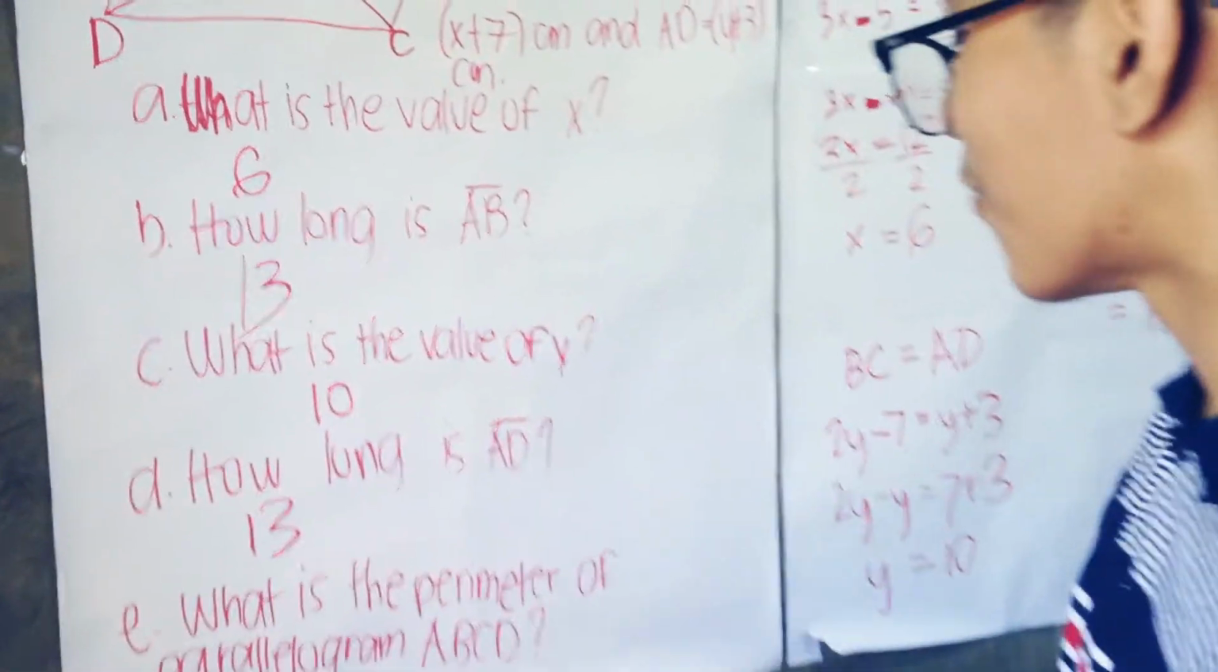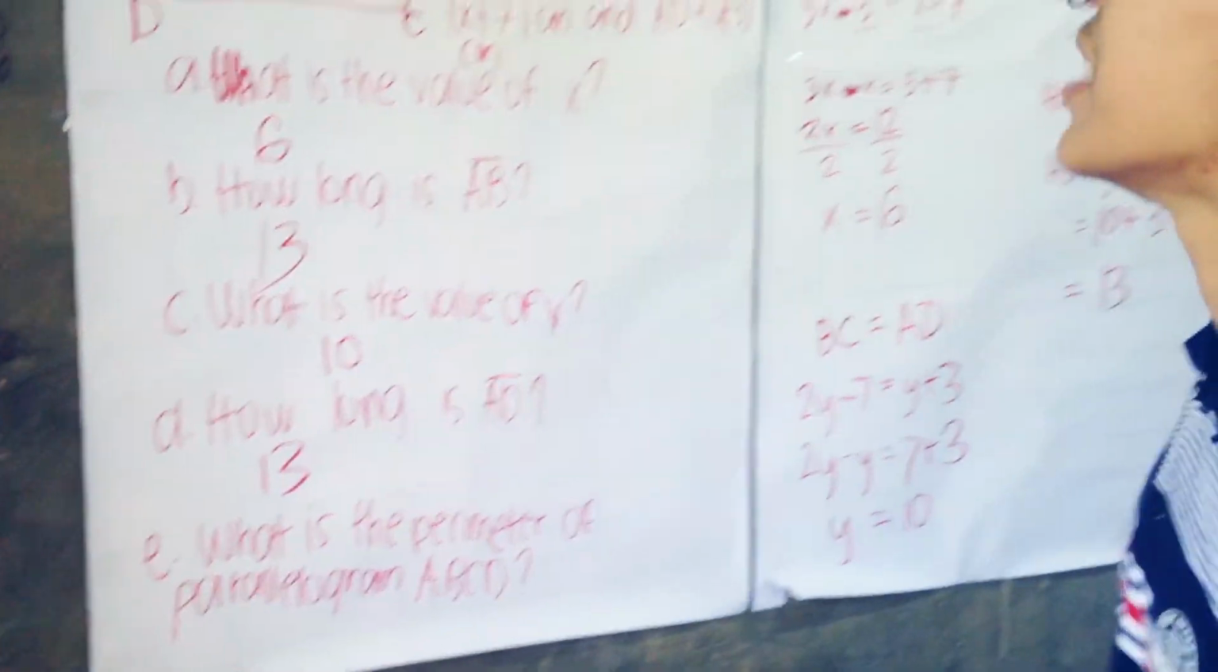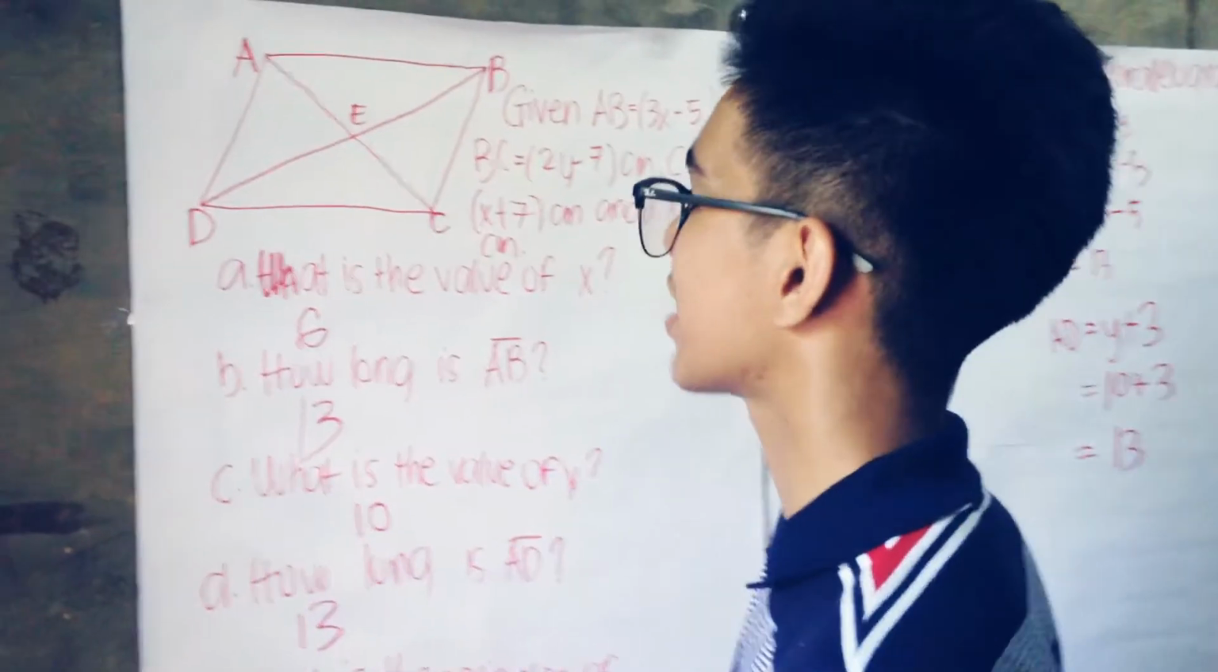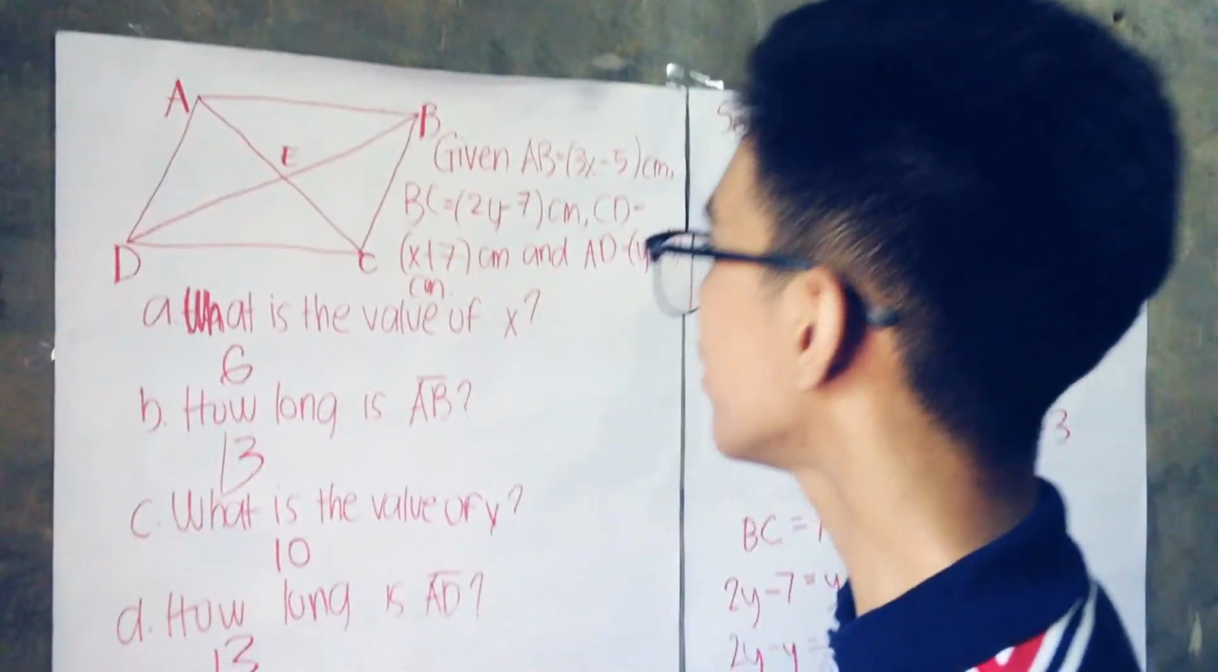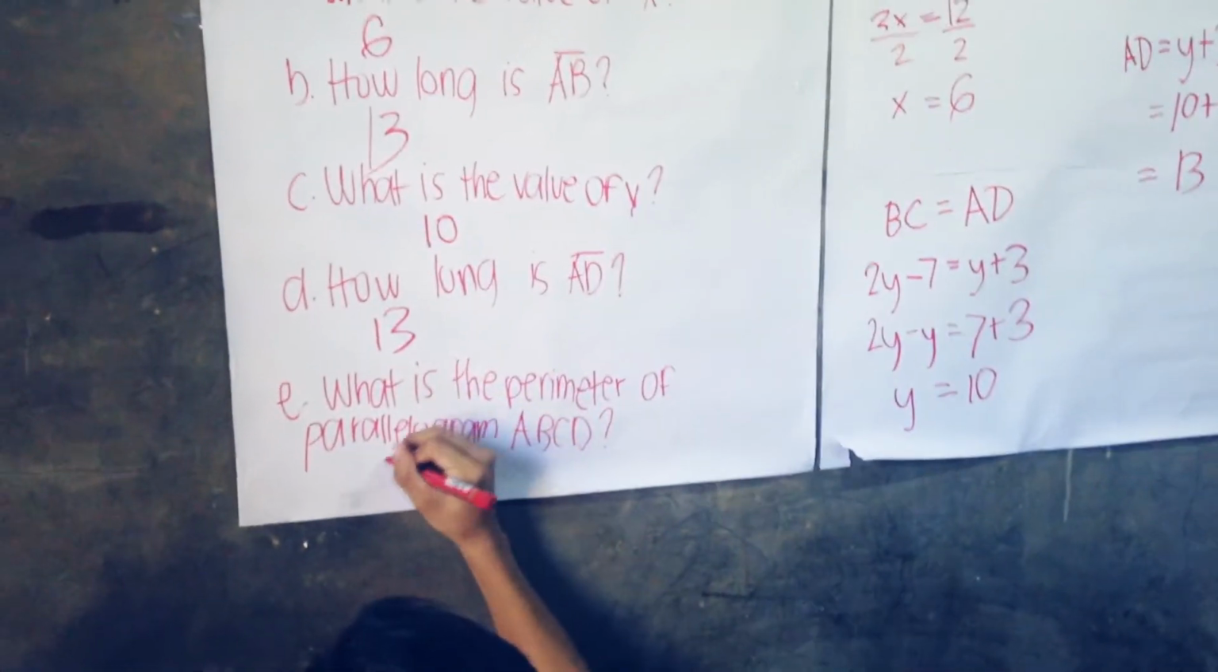Last question is, what is the perimeter of parallelogram ABC? So if you add up all the sides of the parallelogram, it will be 50.